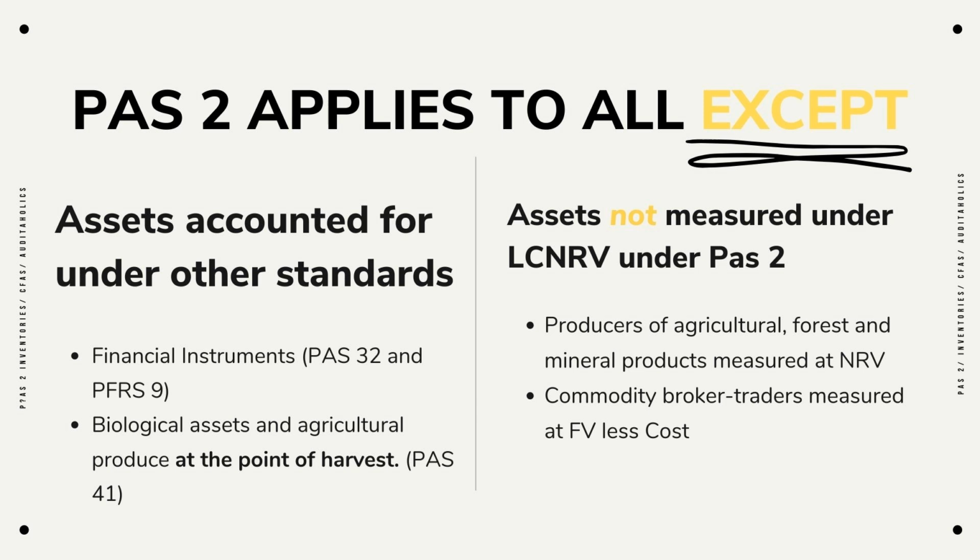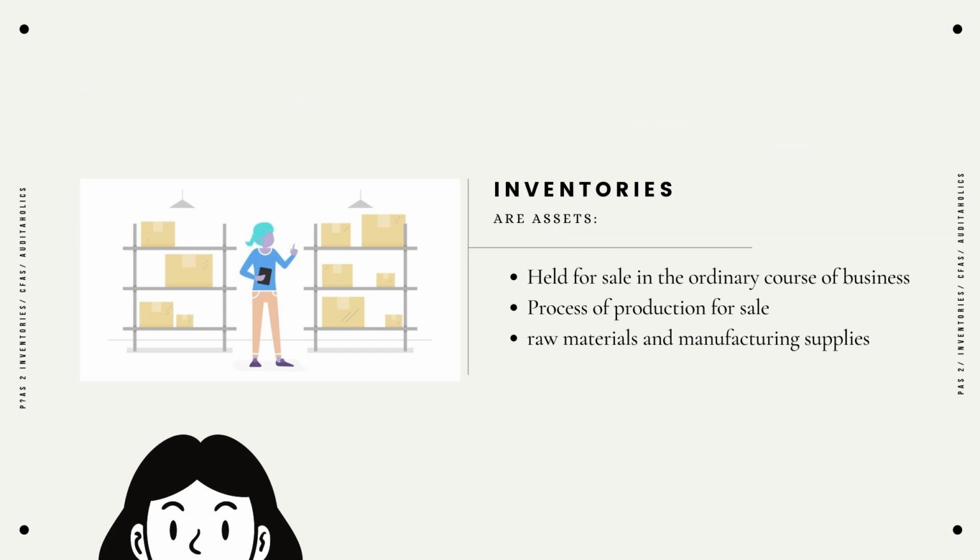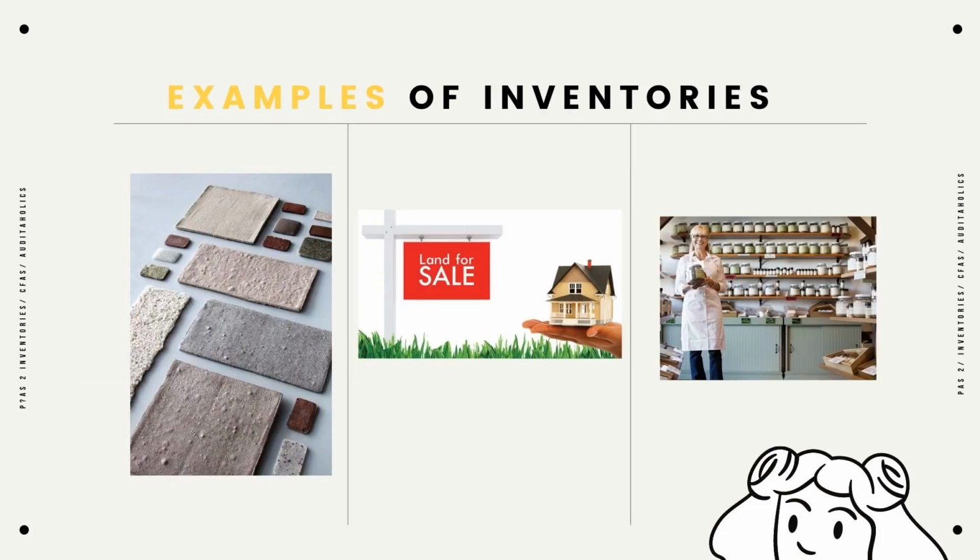Second, assets not measured under LCNRV, because the standard requires inventories to be measured at the lower of cost and net realizable value and outlines acceptable methods of determining cost. What is inventory? Inventories are assets that are for sale or used in the ordinary course of business, including the raw materials used. Examples are illustrated in front of you. The first picture shows raw materials. Second is land held for sale, used in the ordinary course of the business. And the third picture shows the merchandise inventory.